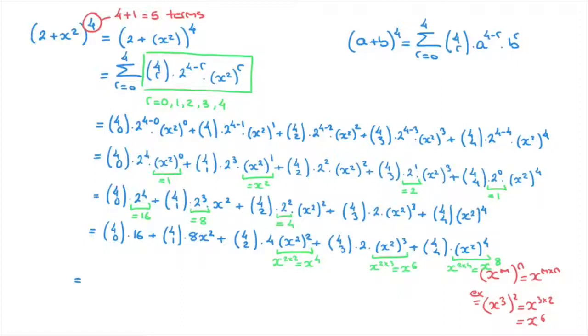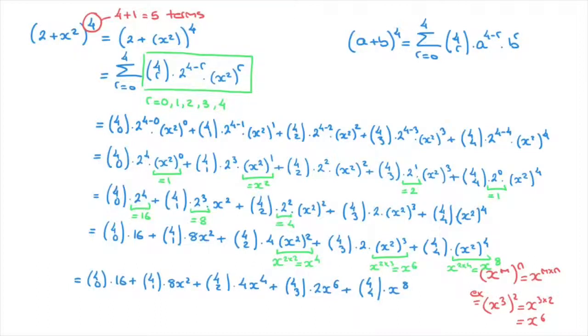It is equal to the binomial coefficient 4, 0 times 16 plus the binomial coefficient 4, 1 times 8x squared plus the binomial coefficient 4, 2 times 4x to the power of 4 plus the binomial coefficient 4, 3 times 2x to the power of 6 plus the binomial coefficient 4, 4 times x to the power of 8. Okay, we've now gone as far as we possibly could without calculating these 5 binomial coefficients, and so we now need to take care of them.